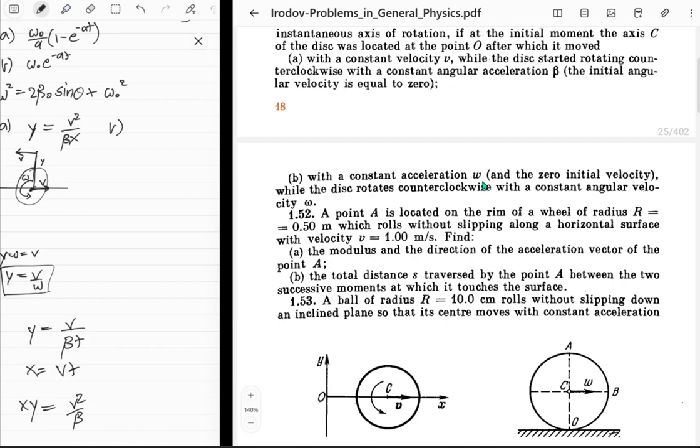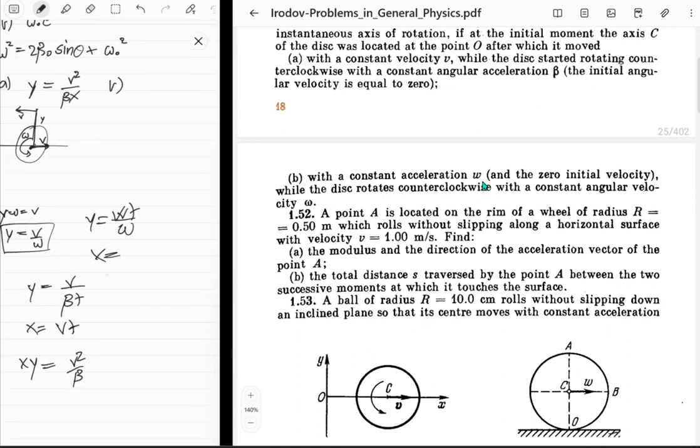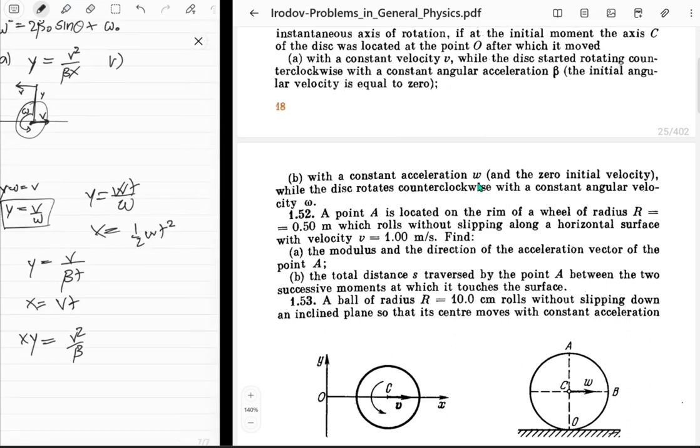So in this case, v will be w times t, that upon omega. So that's what your y is. And what's your x? Initially there's no initial velocity, right? So it's just half of w t squared. So you can square this thing as well, right? So y squared is equal to w squared t squared upon omega squared. And then what's t squared? t squared is just equal to 2x upon w.